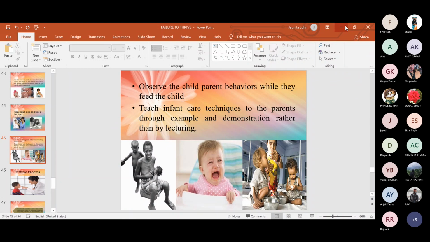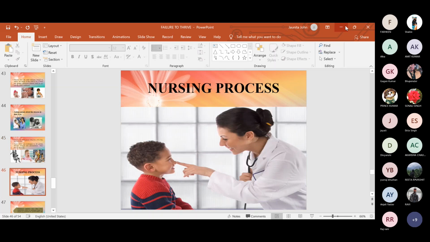Next is about teaching infant care techniques. In the third picture you can see the mother, how she is feeding, how the technique is being given, how the baby's position should be. So either by demonstrating you can show, or else by teaching them how to do it or not.